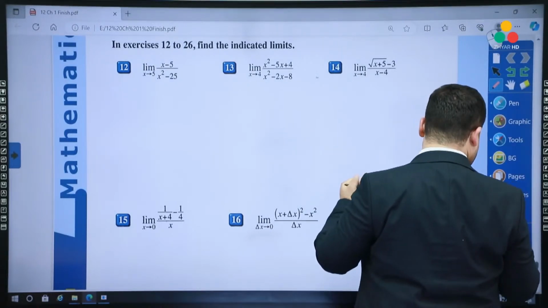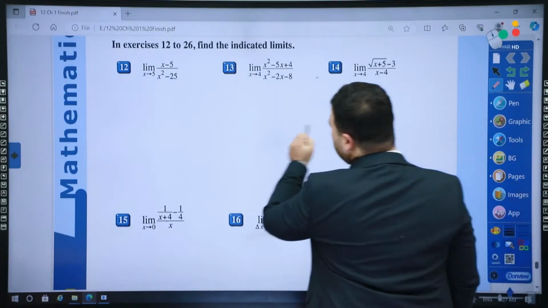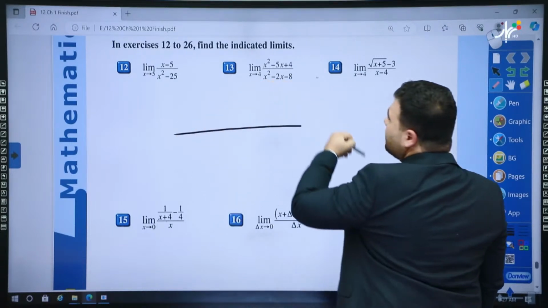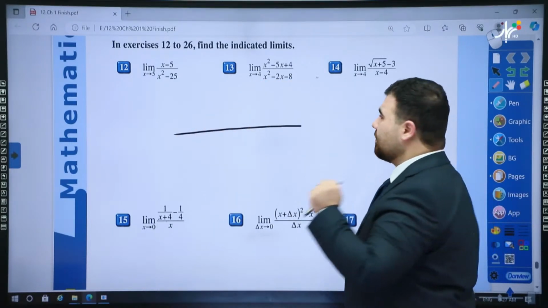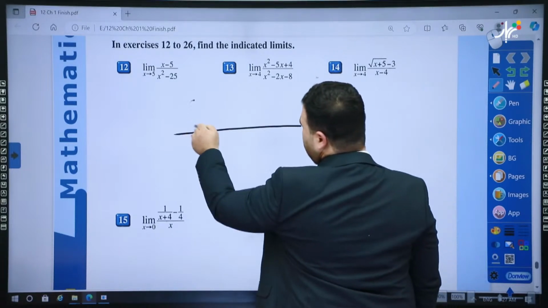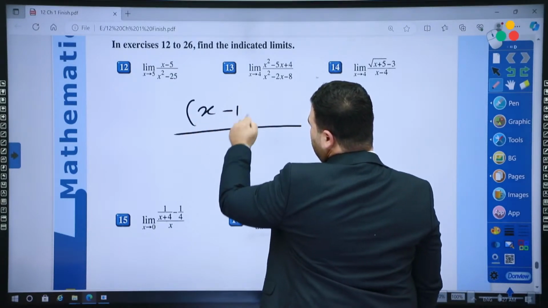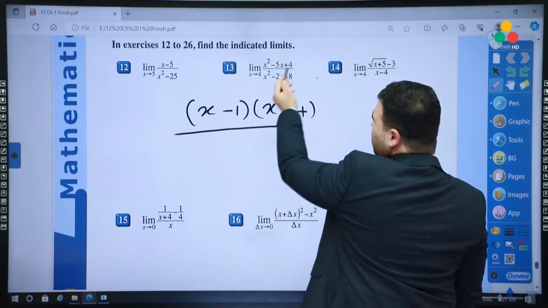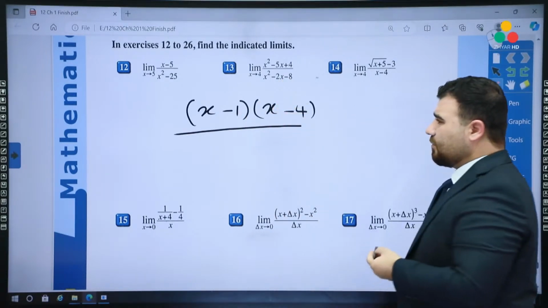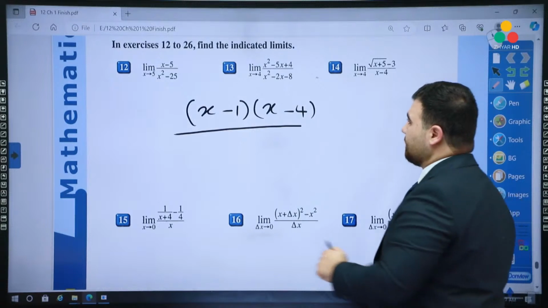Look at this one. X squared minus 5x plus 4. I need two numbers. When I multiply, I get positive 4, and when I add, I get negative 5. That's x minus 1 and x minus 4. Negative 4 times negative 1 is positive 4. Negative 4 plus negative 1 is negative 5.